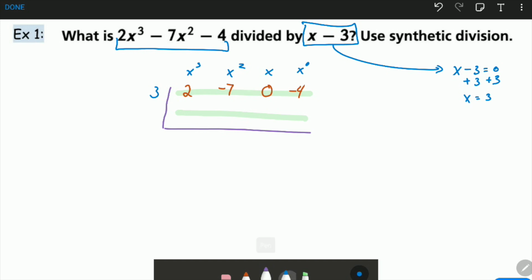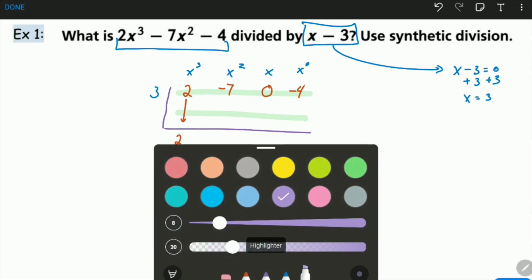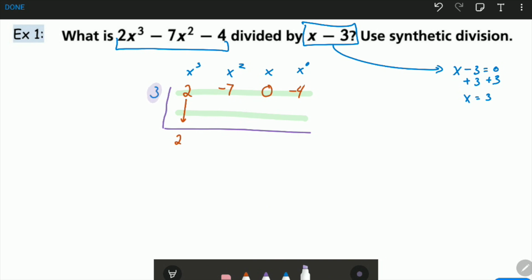Now, we will start the division. Division will proceed as follows. We'll drop the first term down, and then the process will be just 2 steps repeating over and over again. Those 2 steps will be to multiply, then to add. So what we're going to do is multiply what we're dividing by times the next number in this line on the bottom, and we'll place that under the next number inside the bracket. So we're going to do 3 times 2 and get 6. So that's the multiplying step.